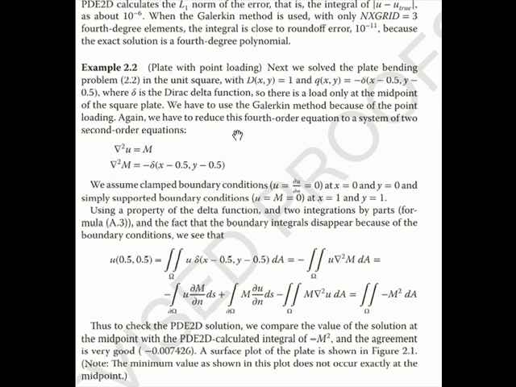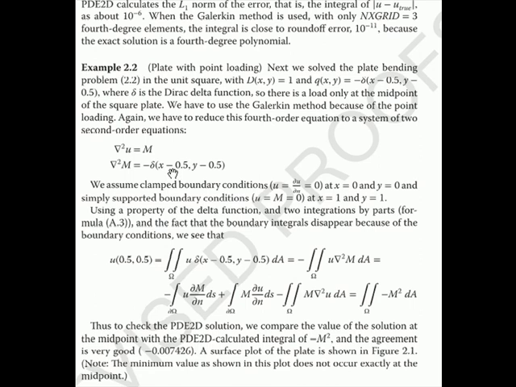Okay, now I want to do the second example, and this is a plate bending problem. Well, the D, the bending stiffness, is 1 to keep it simple here. And so it's a fourth order problem, but we reduce it to 2 second order problems the usual way. The Laplacian of u, that is uxx plus uyy, is equal to m, and then mxx plus myy is equal to q, the external force.